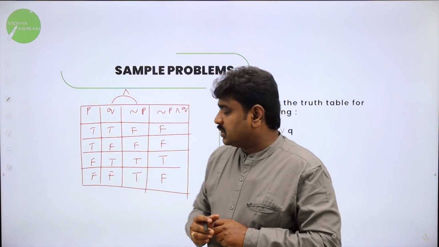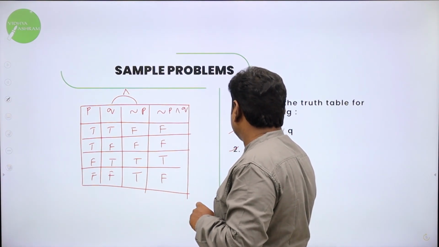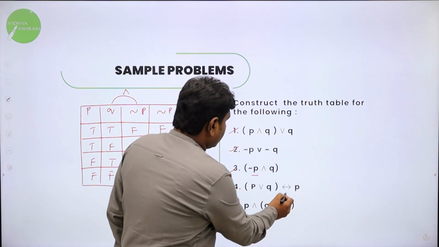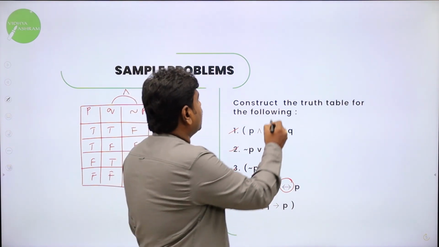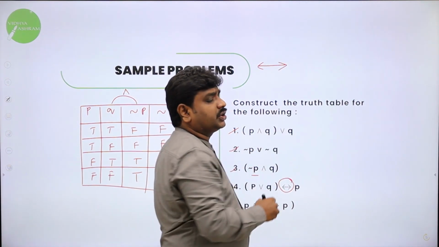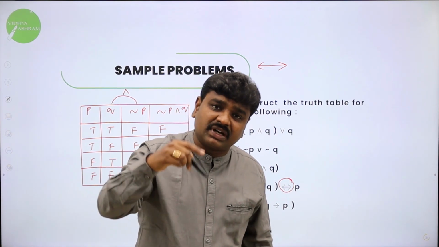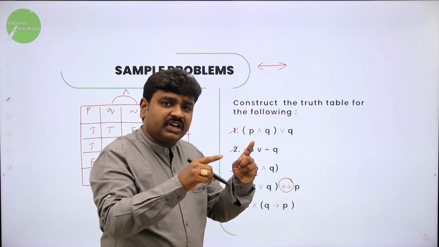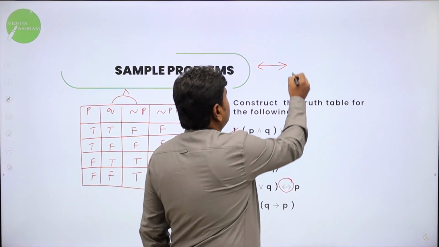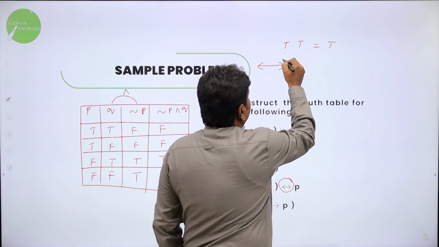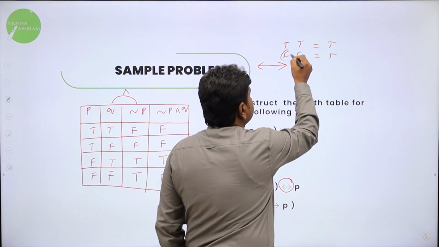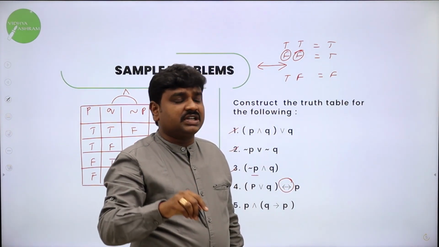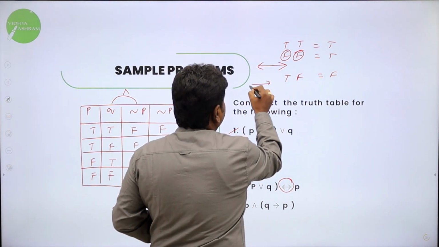So now we will go to the next problem. We have done 1, 2, 3, we will go to the fourth and fifth. Before we go to the fourth, in the fourth we have biconditional. What is the logic of biconditional? I taught you biconditional means if both are same, result is true. And if both are different, result is false. Both are same means what? True, true means result is true. False, false means result is true because both are same. If both are different, true, false means you will get false. So if both are same, result is true, that is the logic for biconditional.